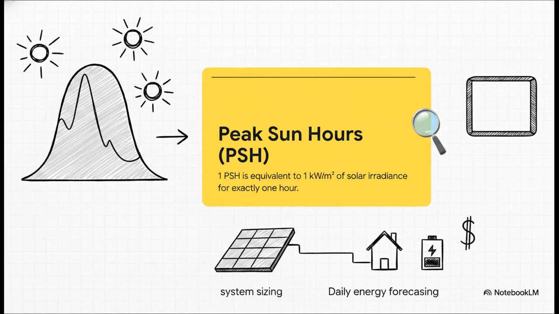Right, and engineers have to simplify this. We use a standardized metric called peak sun hours, or PSH. One peak sun hour is equivalent to 1 kilowatt per square meter of solar irradiance for exactly 1 hour. It's brilliant. It basically turns a messy, unpredictable bell curve into clean, standardized mathematical blocks that we can easily use for system sizing and daily energy forecasting.